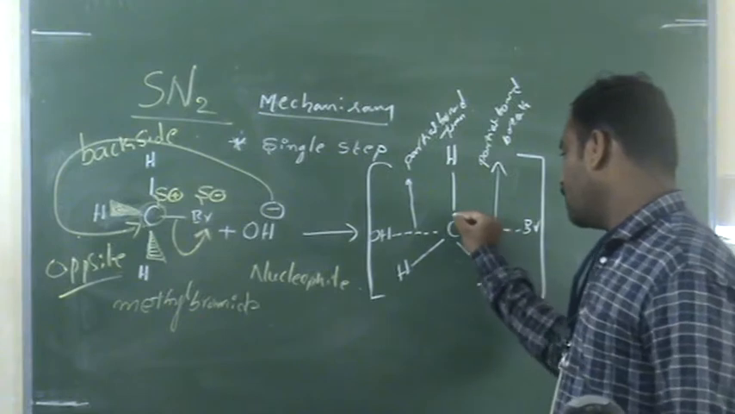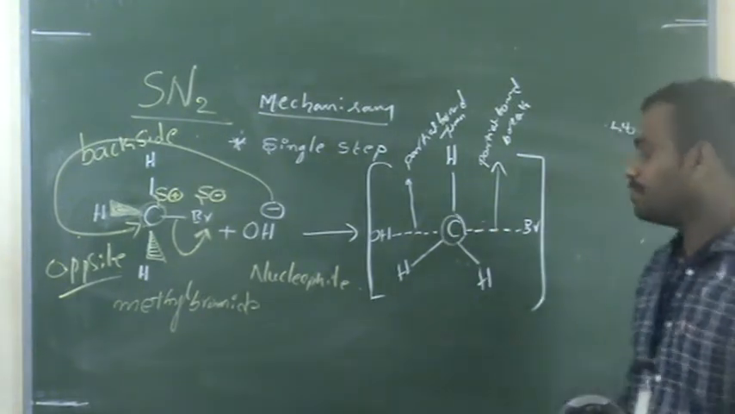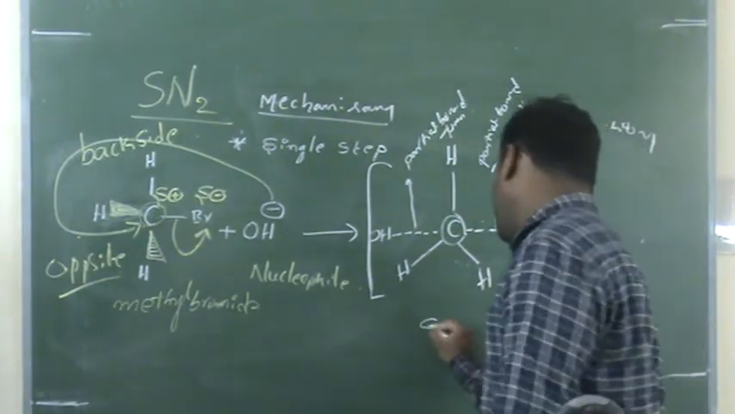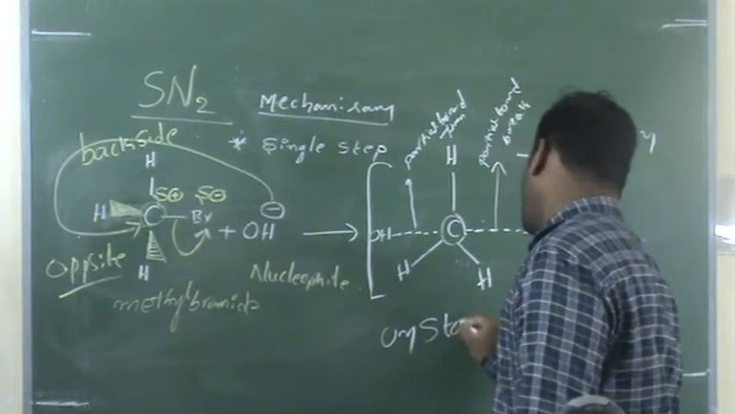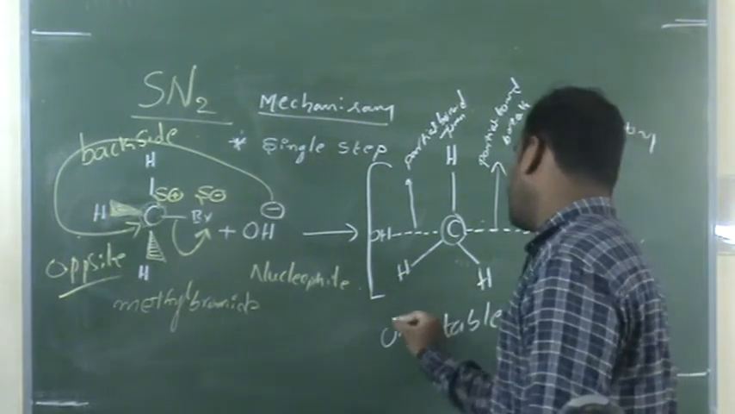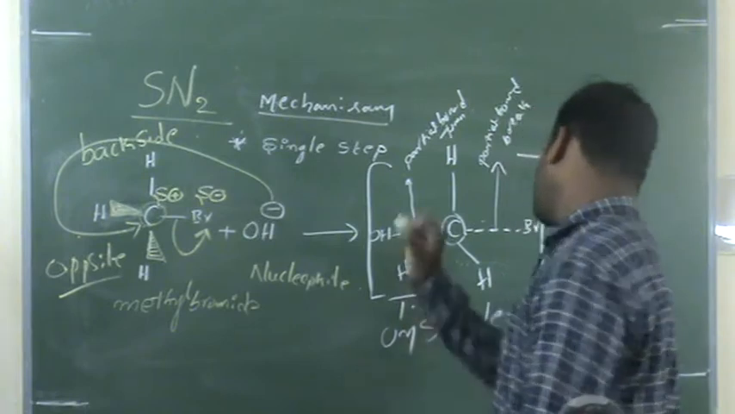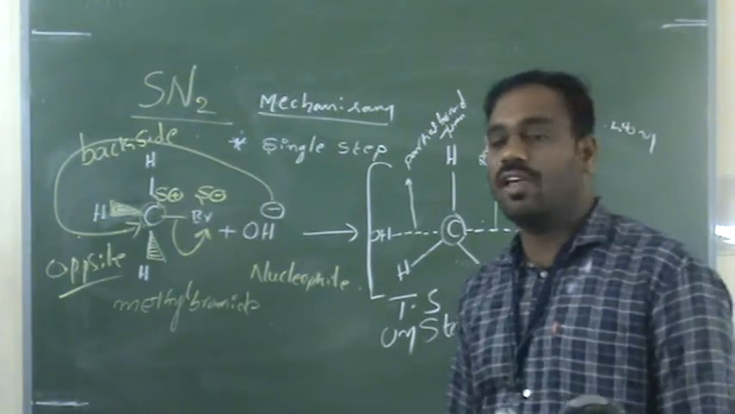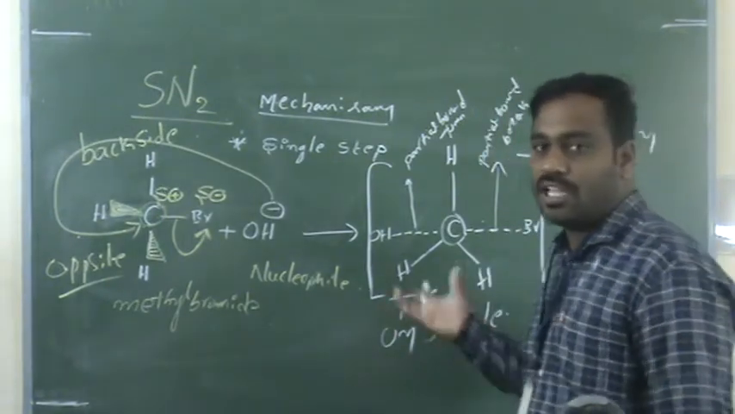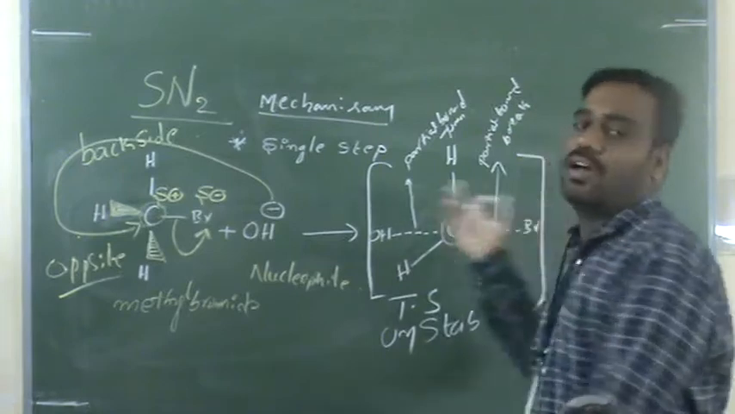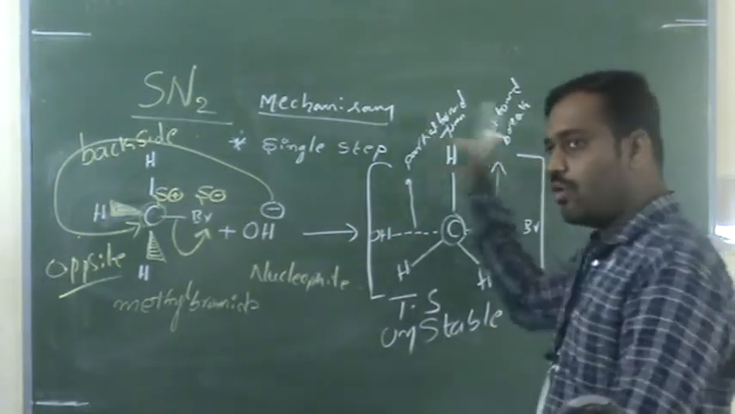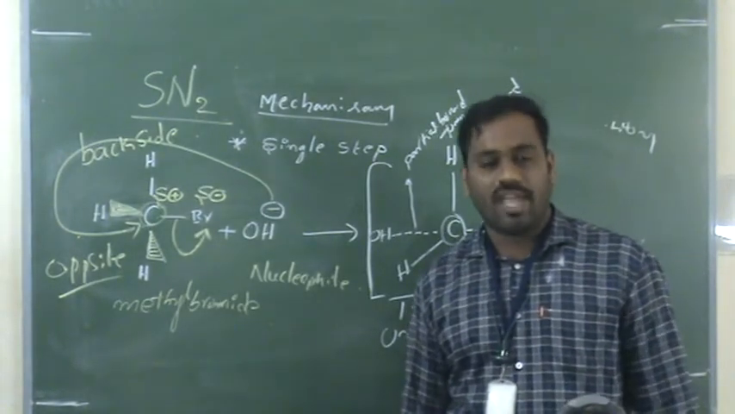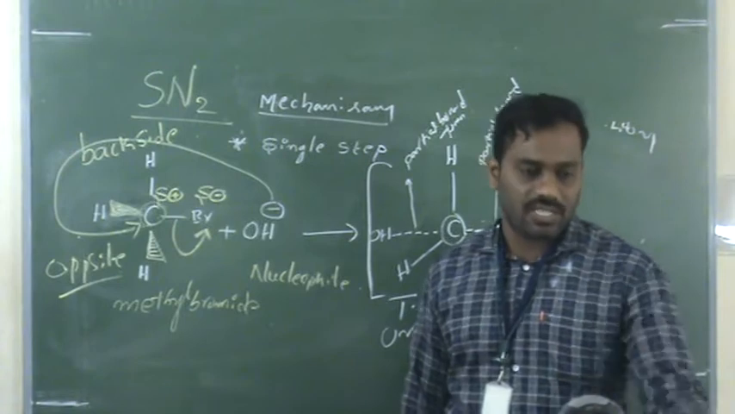Here, around this carbon, are you following? How many bonds are there around this carbon? Total 5 bonds. It means it is not stable, it is very unstable. What do we call this? I can call this the transition state, TS. What is the meaning of transition state? A transition state is one of the unstable complexes formed between the reactants and products. You don't say this is an intermediate, it is a transition state. The difference between intermediate and transition state is already explained.